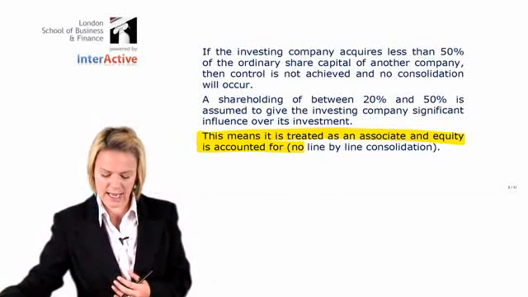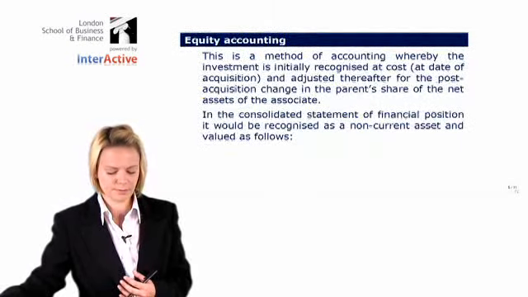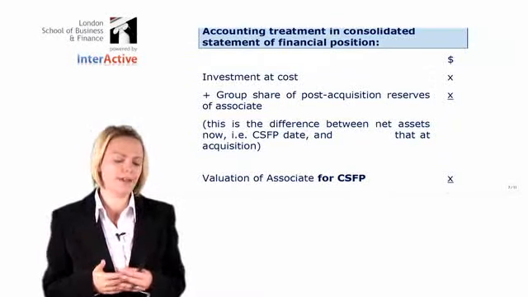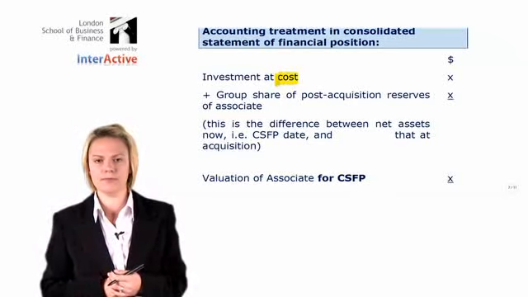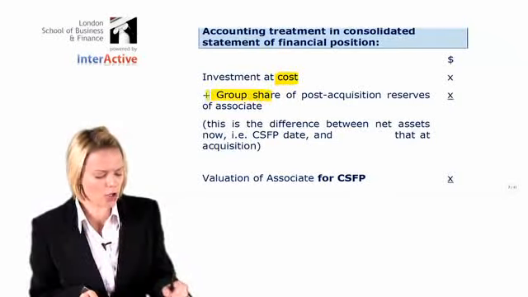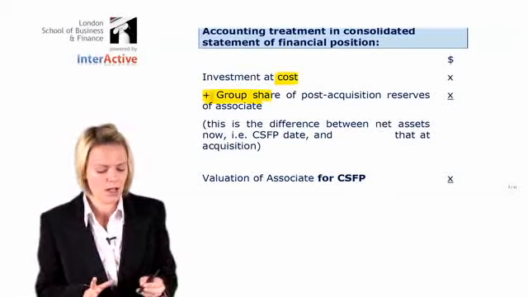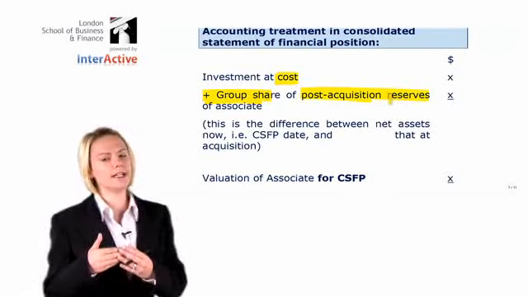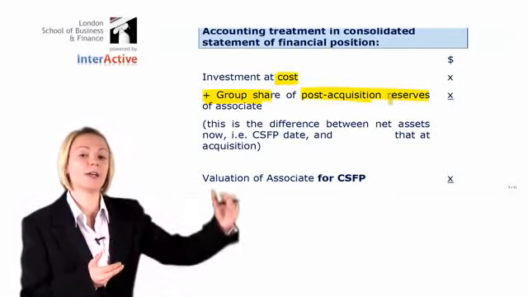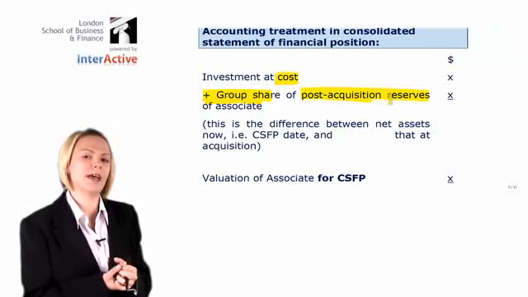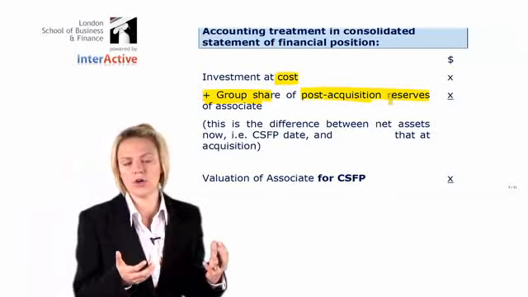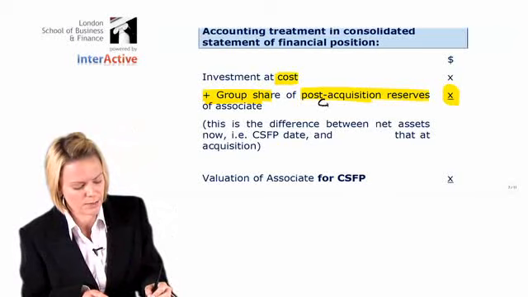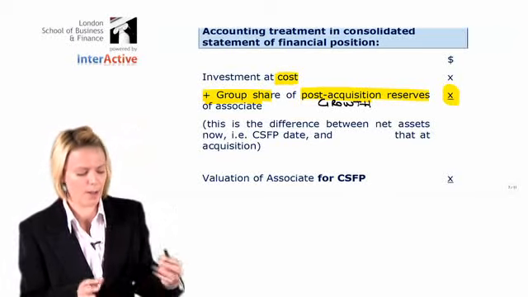So, let's have a look then at how we account for an associate in the statement of financial position. Initially what we do then is we value the investment at its cost or its purchase price. Okay? What we then do is add our share, so let's say 30%, of the post-acquisition reserves of the associate. So if the associate has made $100,000 worth of profits after we acquired them, and we own 30% of them, we would take 30% of 100,000 and add that to the value of the cost of the investment. So that would be 30% of the growth in the associate post-acquisition.